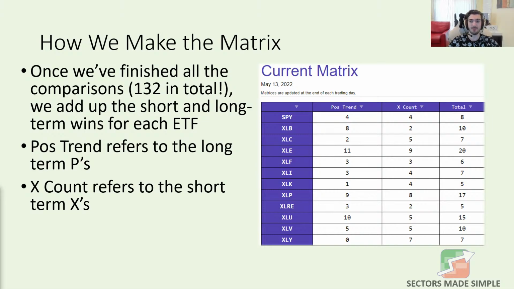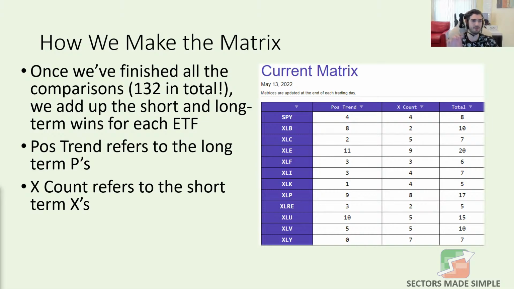What you see here is what the matrix comes down to. Now, the matrix does have all these cool colored blocks, but all that does is tell us those positives and those X's and those negatives and those O's. If all you care about is how do I use it, this is what you care about. The X count, short-term strength, the positive trend, long-term strength, and then smushing those two together and making them friends, total count. The short term plus the long term.